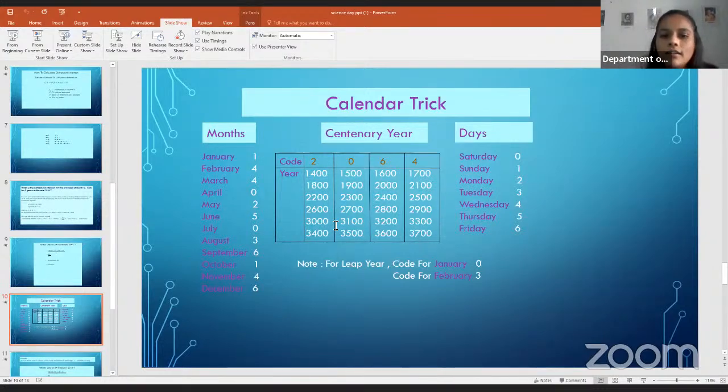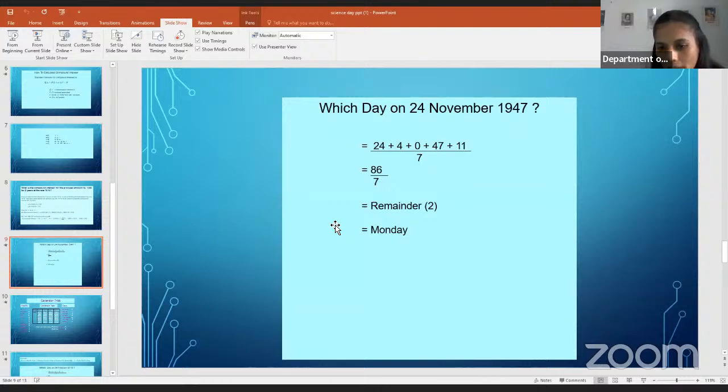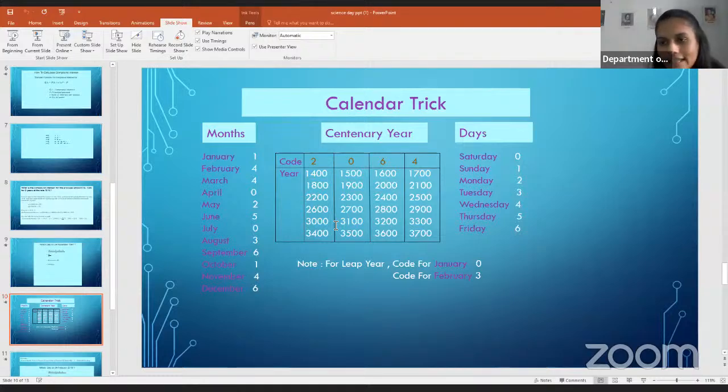Next, for the centenary years, we have these codes: 2, 0, 6 and 4, and accordingly we have the years for that particular code. On the right side we have days. Whenever we find the remainder, that remainder will be the code for that day. We will see one example so that your ideas will be more clear.